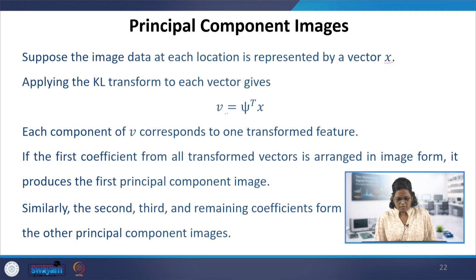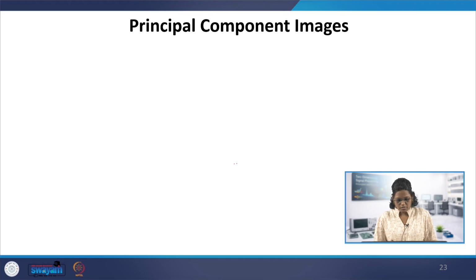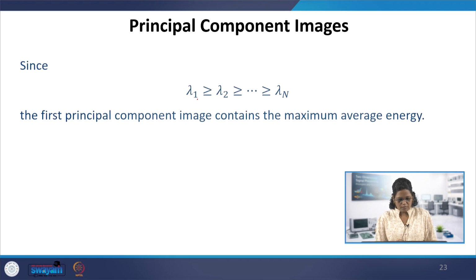Each V can form an image. That is called the principal component image, and the second, third, and remaining coefficients also form principal component images. The first one is the most important. This is for lambda 1 greater than lambda 2 and so on down to lambda n, so lambda 1 will be the highest.